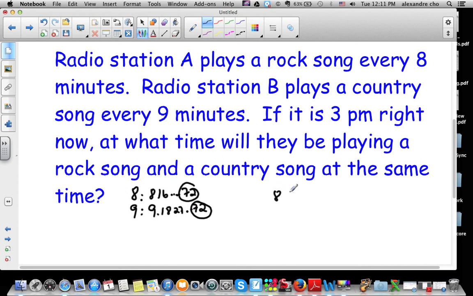If you did it with the slide method, 8 and 9, is there a number that goes into 8 and 9? No, there isn't. So you end up multiplying these two, which gives you 72. So either way, the LCM is 72.